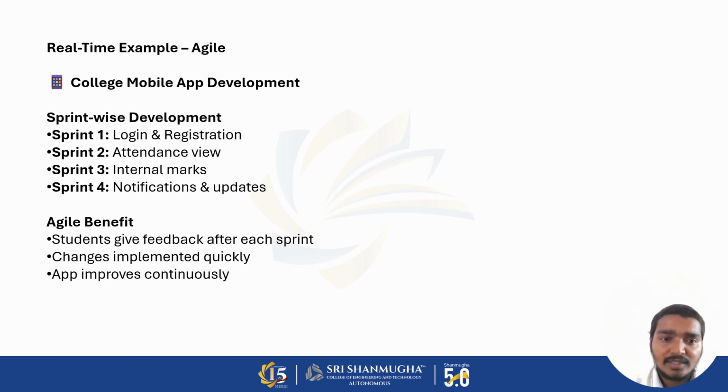So a real-time example is the Agile college mobile application development. We developed it in multiple sprints. So, sprint-based development: Sprint 1 is login registration. Sprint 2 is attendance rate. Sprint 3 is internal marks. Sprint 4 is notification and updates.